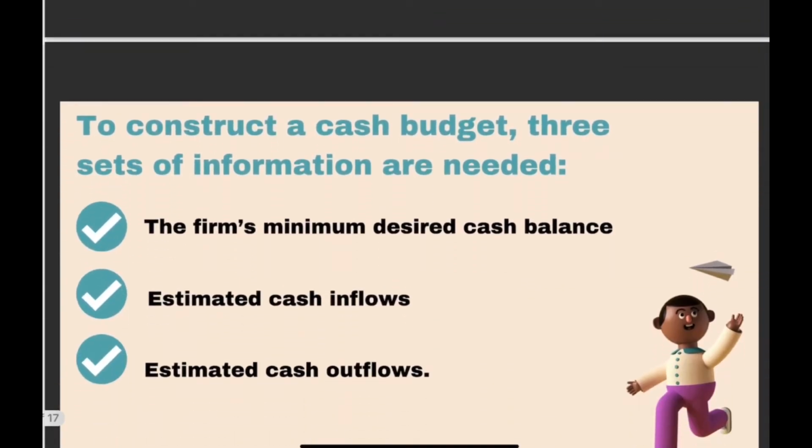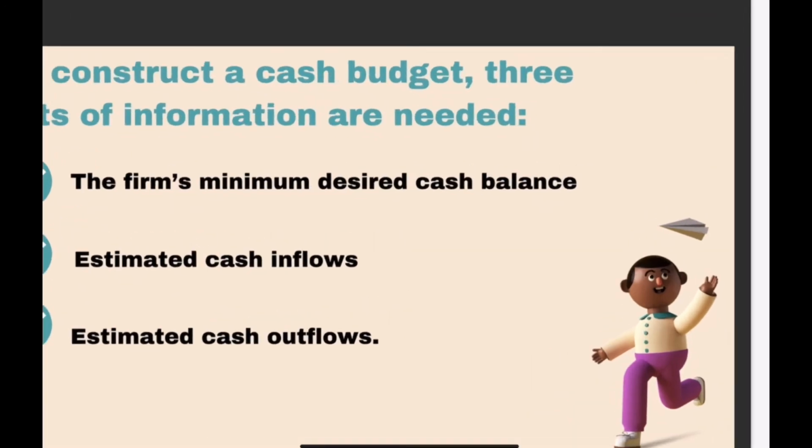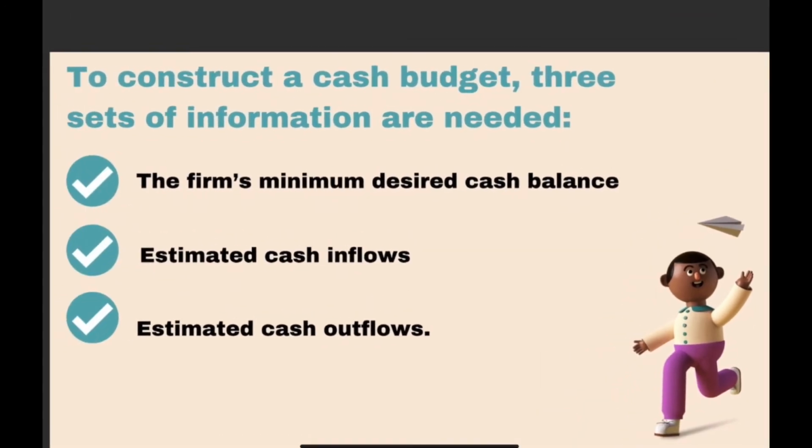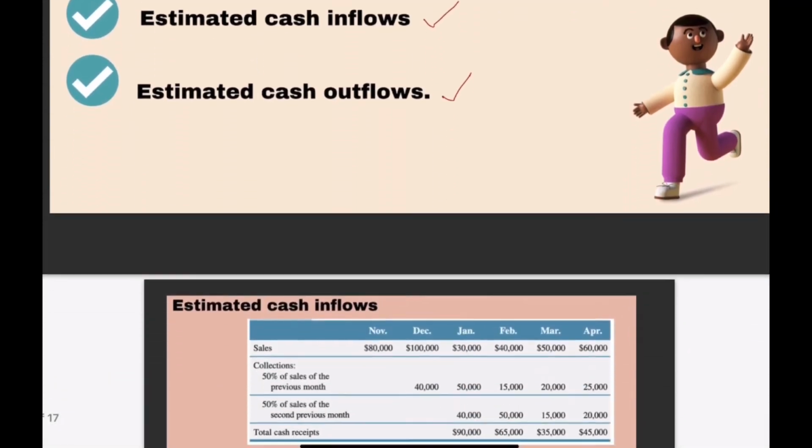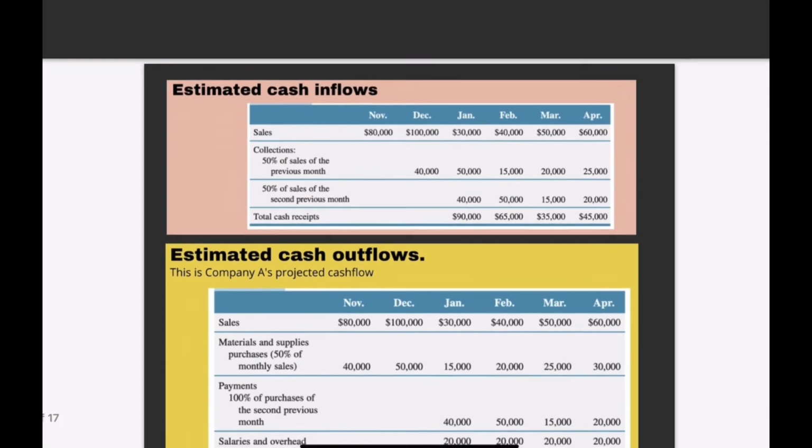Now, what are the three important information that we need in order for us to construct a cash budget? Number one, we need to know the firm's minimum desired cash balance. So this is considered a cash buffer. Second is the estimated cash inflows, and third, estimated cash outflows. The firm's minimum desired cash balance is usually considered a cash buffer in order for the company to make sure that they have enough cash.